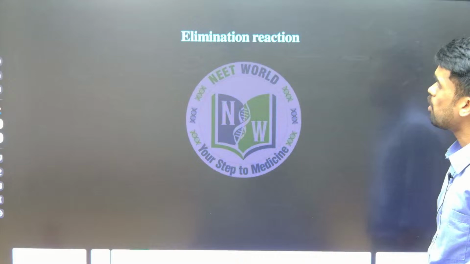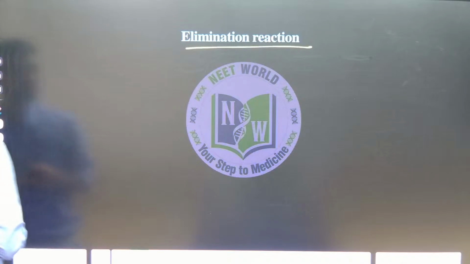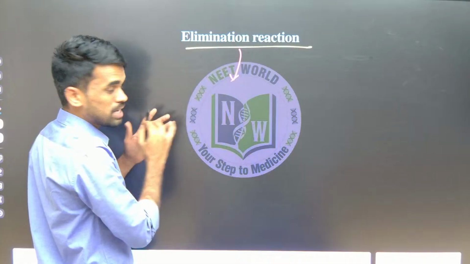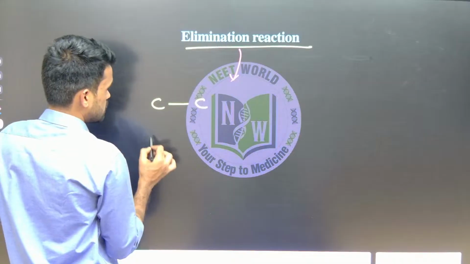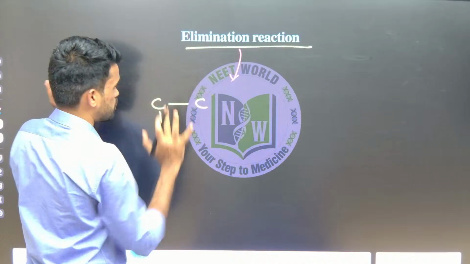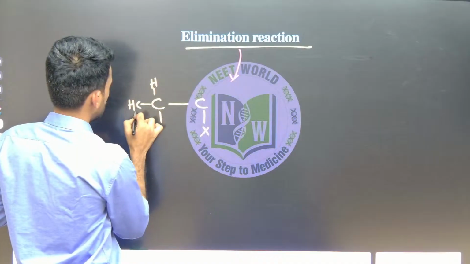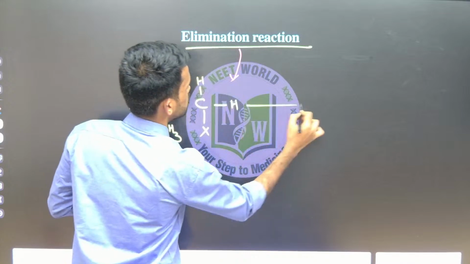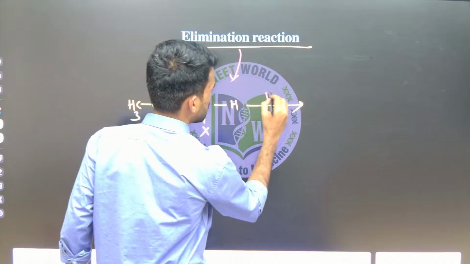Then next we have elimination reactions. What do we mean by an elimination reaction? During a chemical process, for example, what I am writing here, just try to understand. Elimination reactions mean we are eliminating something from our substrate. Let us say there is something like this. This is our substrate. Here I am using something called a base.